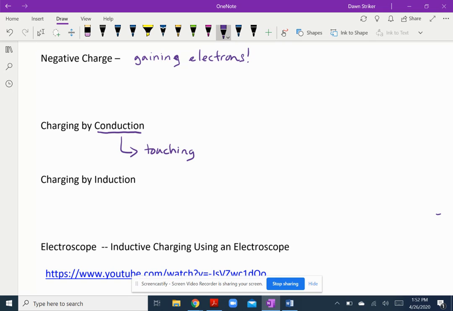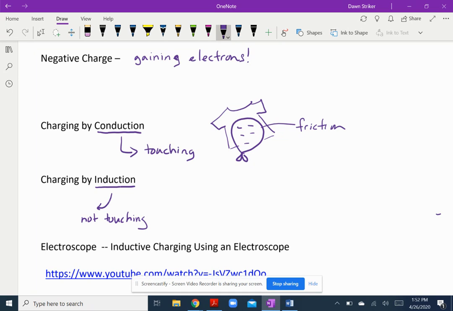You saw that when you take that balloon and you rub it on the sweater. If you watched the PhET video, the balloon got very negatively charged. That happened because it was rubbed against the sweater, and there was some friction going on. That friction, or that touching, caused some of those electrons to wipe off onto the balloon. So charging by conduction is touching. Charging by induction is not touching.